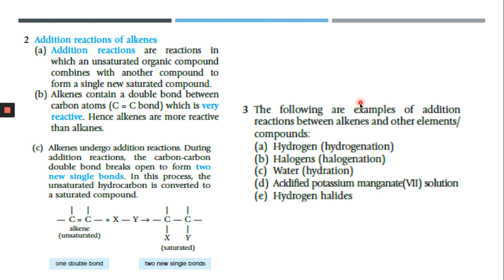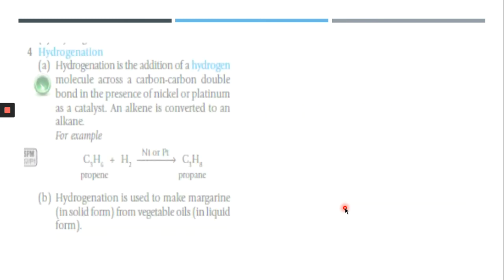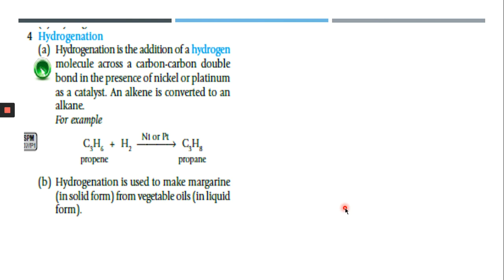And these are some of the examples. Okay, hydrogenation, halogenation, hydration, addition of potassium manganate and hydrogen halide. Ada sih. Oh, hydrogen halide. Tapi rasanya ada kot. Okay. So first, let's start with hydrogenation.